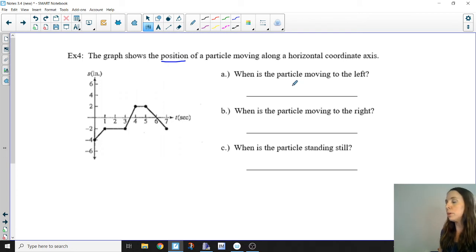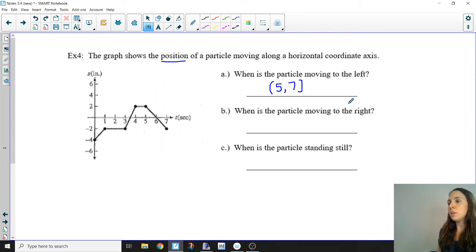First question, when is the particle moving to the left? It's moving to the left when the slope is negative, you could say, or when it's going down. It's going from a position of 2 to a position of -2 here. That's moving to the left. And so we're going to give that as the interval from 5 to 7. Now I'm going to use interval notation, and typically what we do is if it's an interior point, we use a parenthesis to not include it because it's a changing point. But if it's an end point, we use a bracket to include it because it's not really a point of change.